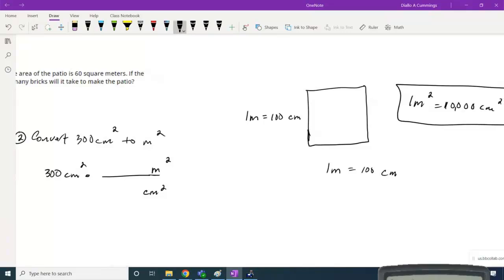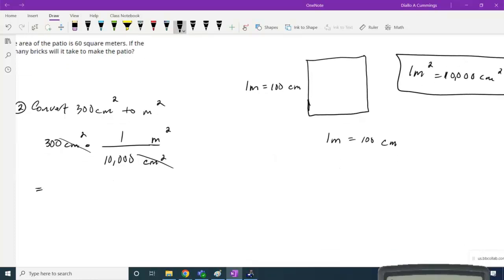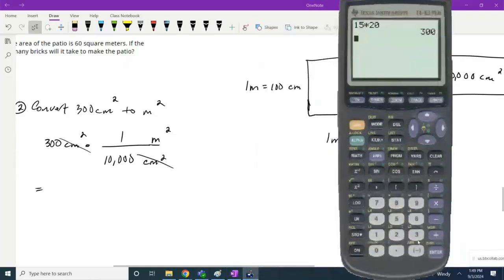So now we just figured that 10,000 square centimeters is equal to 1 square meter. And now if I multiply, my centimeters are going to cancel. And now if I divide 300 by 10,000, I get 0.03 meters squared.